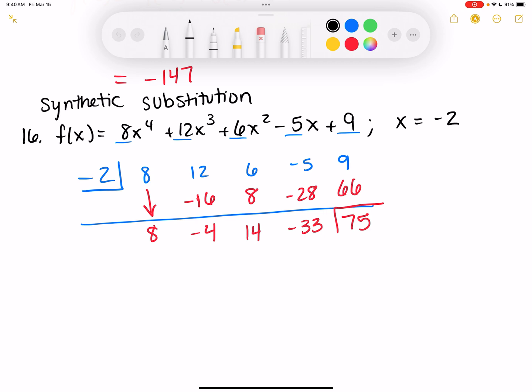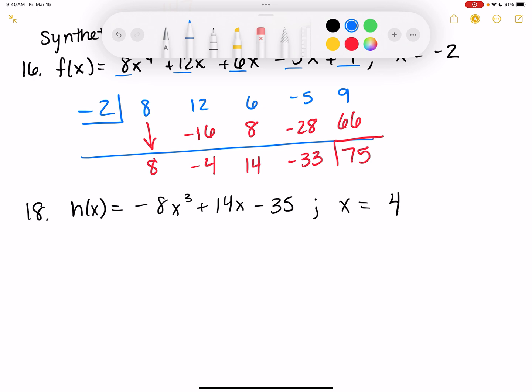So let's look at 18. H of x is equal to negative 8x cubed plus 14x minus 35, and x is equal to 4. Alright, so is this in standard form? Are the terms in descending order? Yes. Okay, am I missing any terms? Yep, the x squared term is missing.